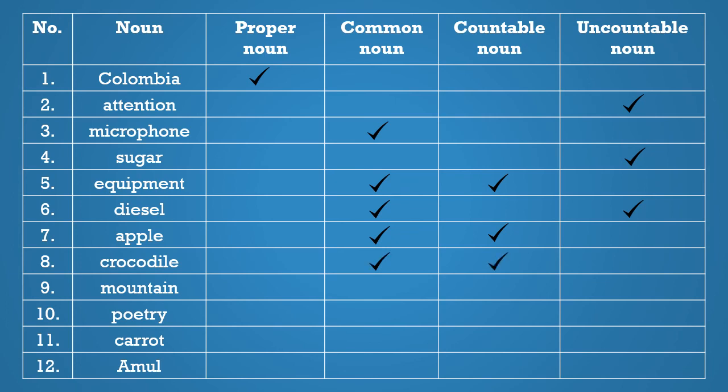Crocodile, it's a common noun and also a countable noun. Mountain is a common noun as well as a countable noun. Okay, poetry, it's a common noun. If you are given the number of poems, you can count them easily, so it can also be a countable one. Then comes carrot. Carrot is a common noun as well as a countable noun. Amul, it's a proper noun because it's the name of a brand.